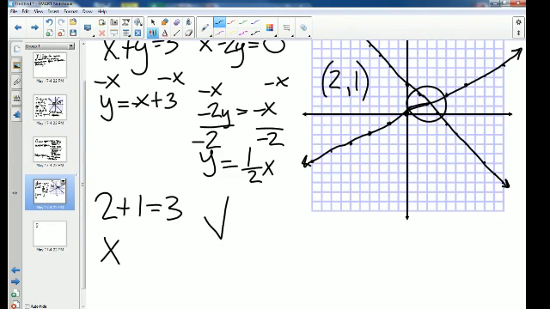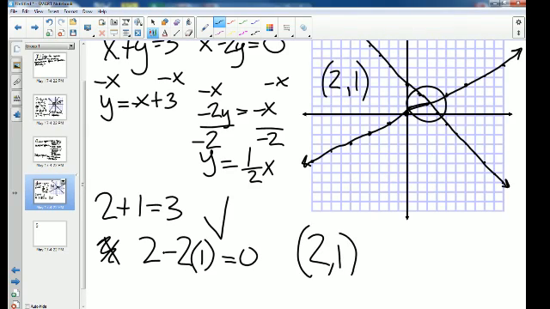Then if we plug it into x minus 2y, we get 2 minus 2 times 1 equals 0, and 2 minus 2 does equal 0. So if you plug in 2 and 1, they both work, which means the correct answer is 2, 1, because when you plugged it into these two equations, you came out with the right answer. So the answer to this system is 2, 1, and that is the last example I have. That's it.